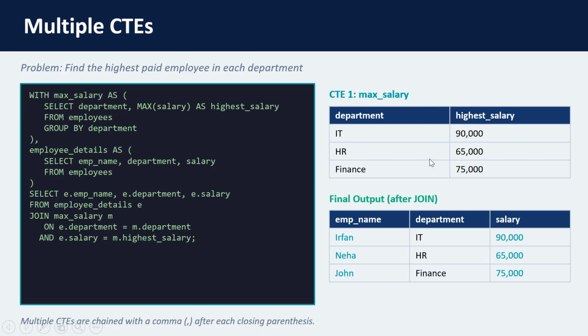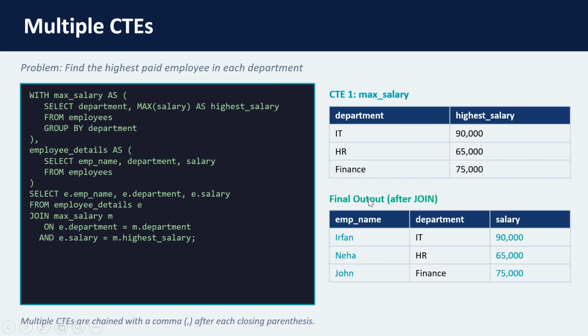So first we are getting the max salary of IT, HR and Finance. If you go with the max salary only, without using employee_detail, you will get this result. If you go with the combination of both after the join, that's the final output, right? So that time you will get that much. Irfan has this, Neha has this, and John has this. So that is how we find the highest paid employee in each department.